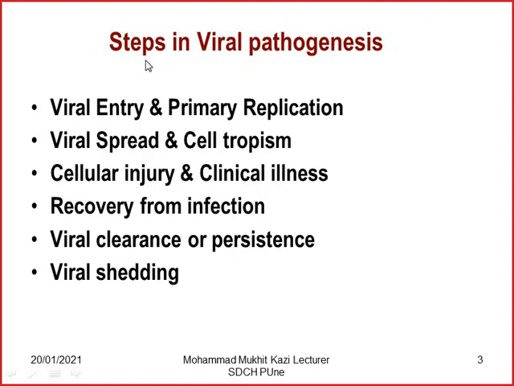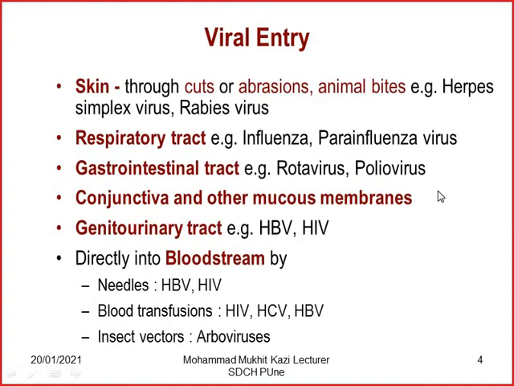So in short, what are the steps in viral pathogenesis? Viral entry, primary replication, viral spread, cell tropism, cell injury and clinical illness, that means signs and symptoms. Then the patient either recovers from that infection by clearing the viruses, or remains infected by persistence of these viruses in the host, and further viral shedding occurs.